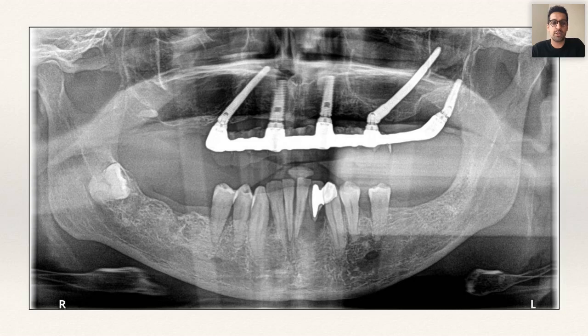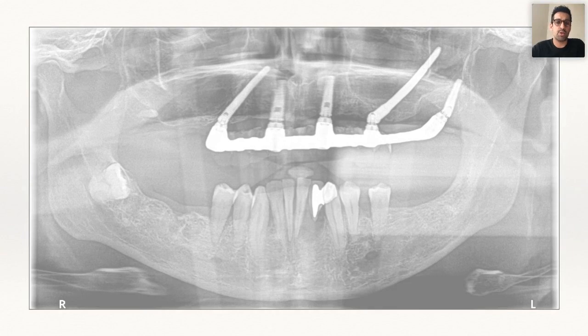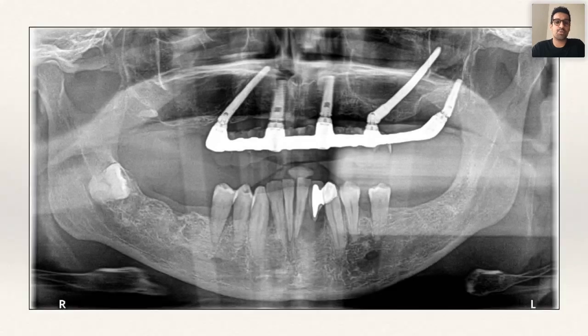Now, some of you may look and ask, why didn't I place a pterygoid on the right? If you look really carefully at the right tuberosity, there's an odontome in the tuberosity, so that was the reason why we didn't place a pterygoid on the right side. But yes, it's great to utilize pterygoid implants in combination with other extramaxillary implants.